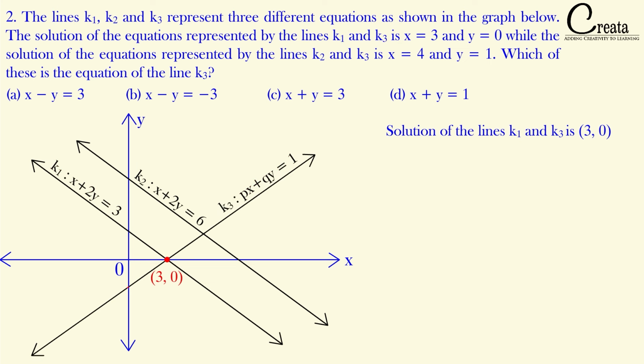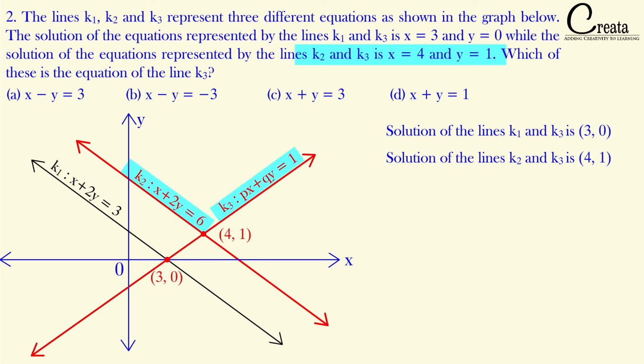Further, it is also given the solution of the line K2 and K3 is (4, 1). That is x is equal to 4 and y is equal to 1. So this is the coordinate (4, 1), and this coordinate is satisfying the line K2 and the line K3. And this question is asking which of these is the equation of the line K3. We have 4 options and we have to tell which is the equation of the line K3. K3 is given as Px plus Qy is equal to 1. It means we have to calculate the value of P and Q. Whatever value we get for P and Q, we will just put it into the equation of the line K3. That will be the answer, that is the equation of the line K3.